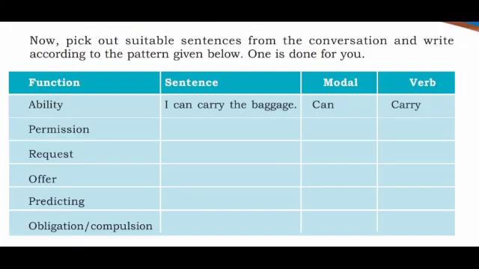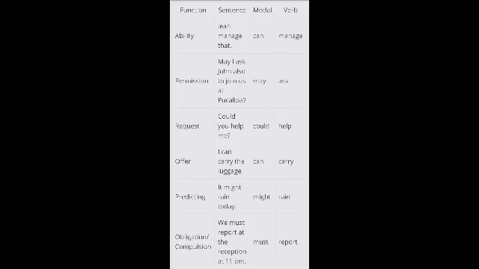Now, let's pick out suitable sentences from the conversation and write according to the pattern given here. First one, ability. The sentence which shows ability: I can carry the baggage. The modal auxiliary is can, and the verb is carry. Next one, permission. Sentence: May I ask John also to join us at Pukalpa? Here which is the modal auxiliary? May. And it shows permission, seeking permission. And which is the verb in that sentence? Ask.